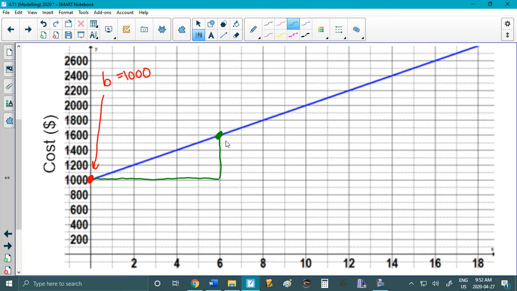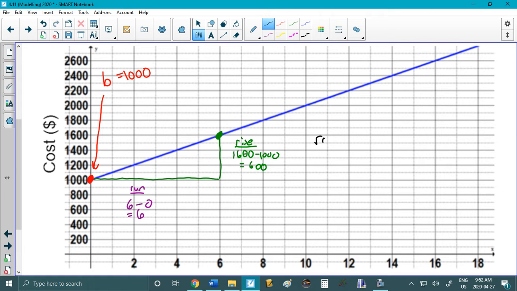So first we find the rise. So the rise is the height, or the change in height, from 1,000 up to this point, which is at 1,600. So we do the second value, 1,600, minus 1,000, and we get 600. And then for the run, we want to know the x value of this point, which I go down here at 6, and I subtract the x value of the first point, which is 0, and I get 6.